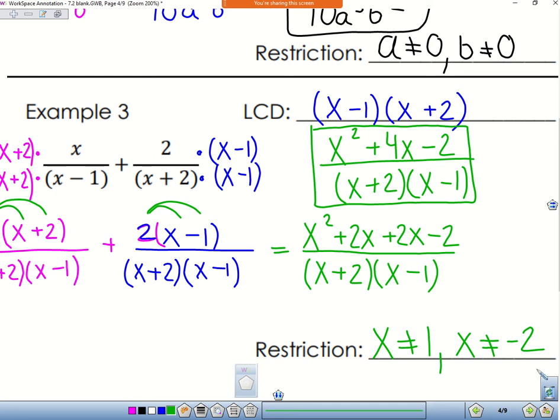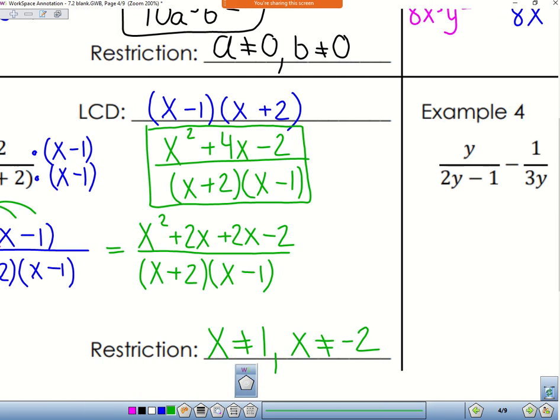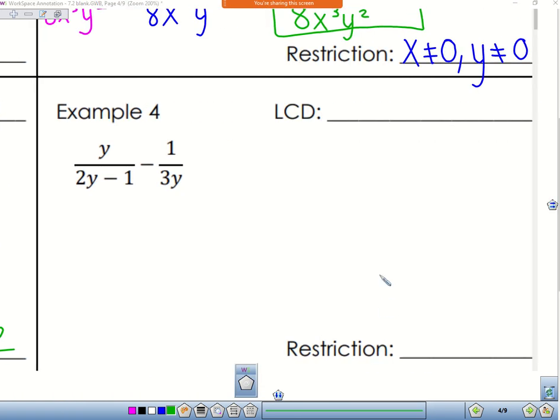Any questions about this one? All right, let's move on to example 4. So we have our two denominators. Now, are either of these denominators factorable? No. So neither of them have any common factors, so our LCD is simply the product of the two. Can't factor them, they don't have any common factors, so our LCD is just the product of the two.